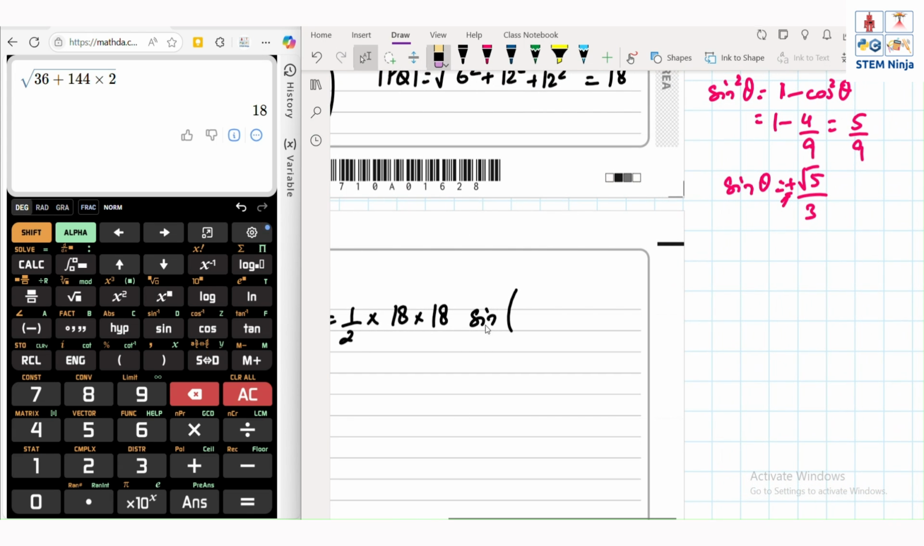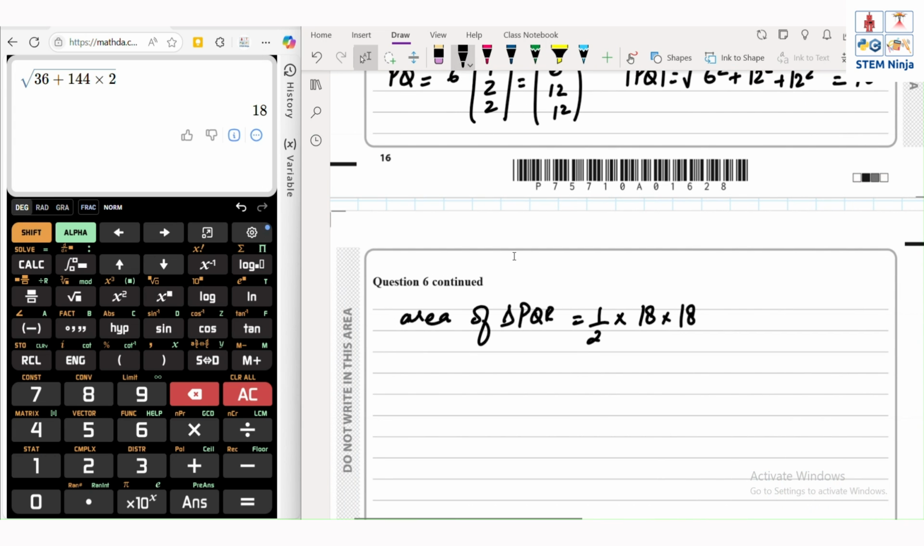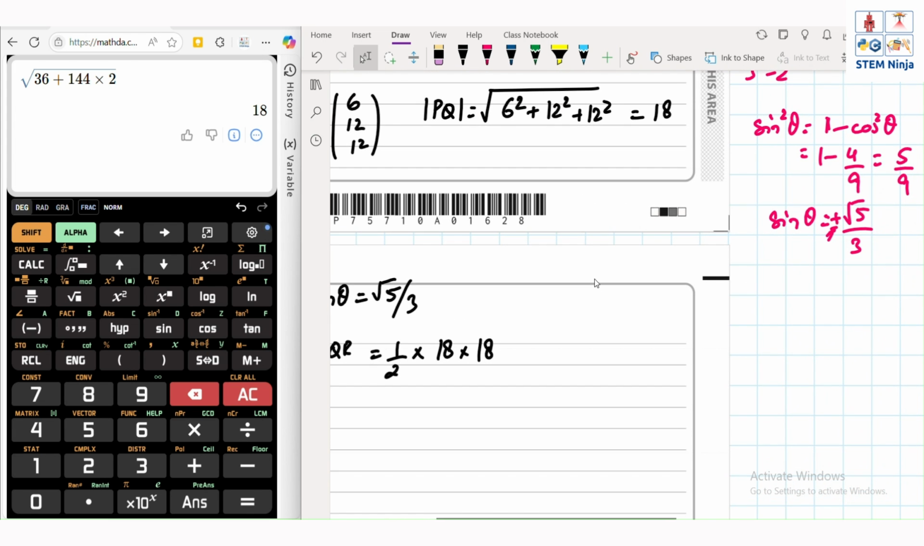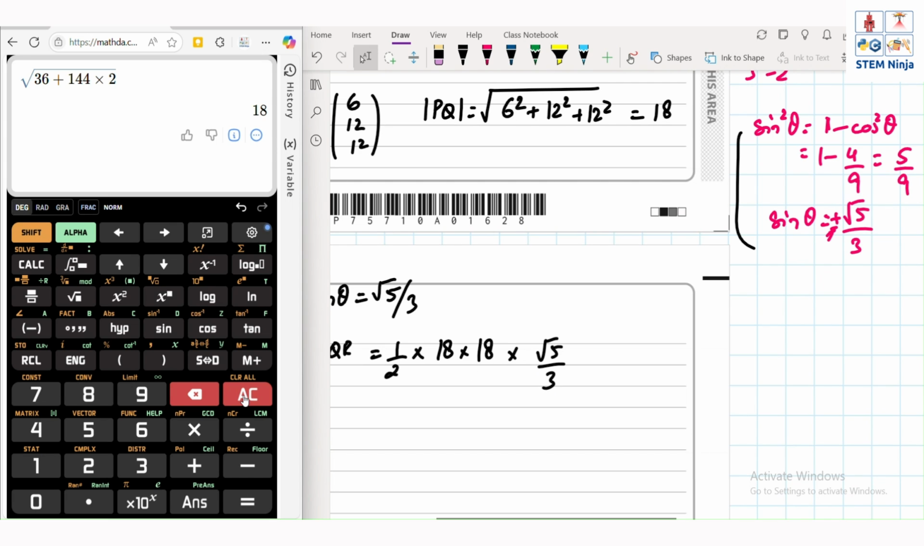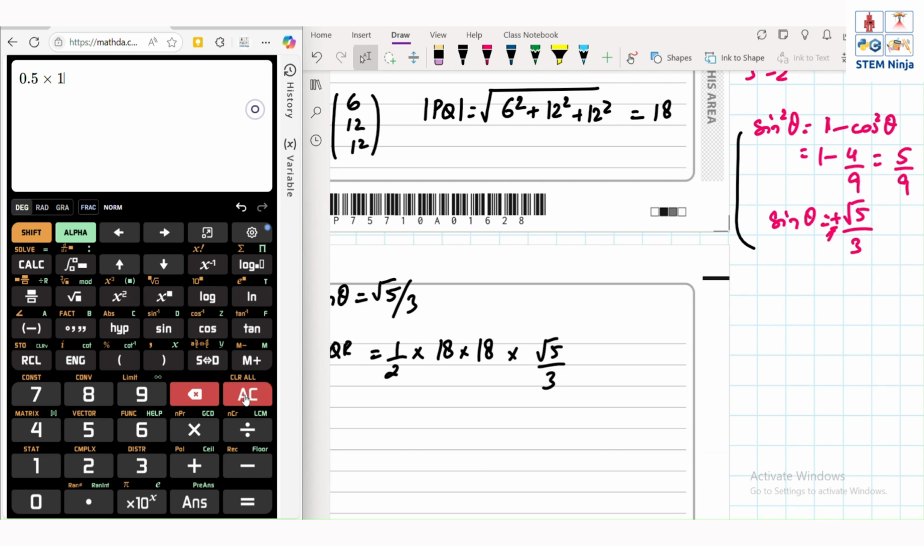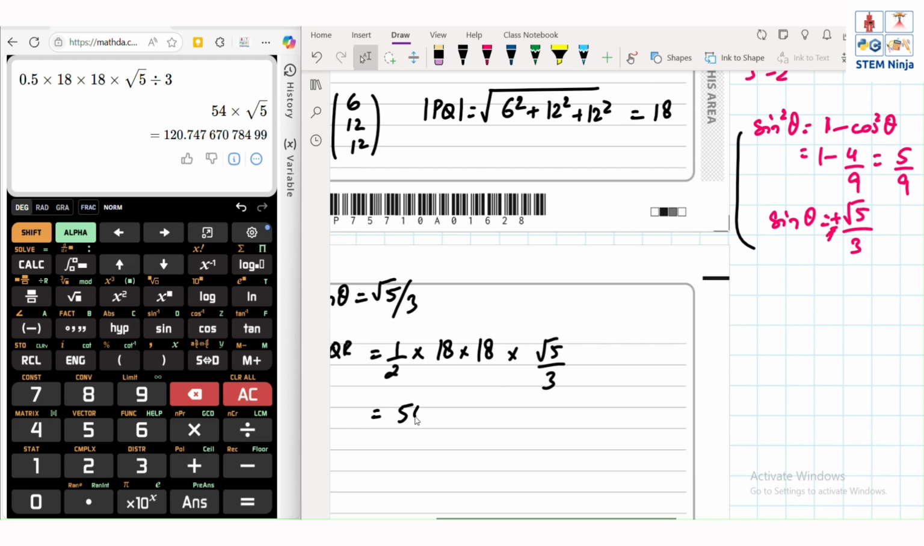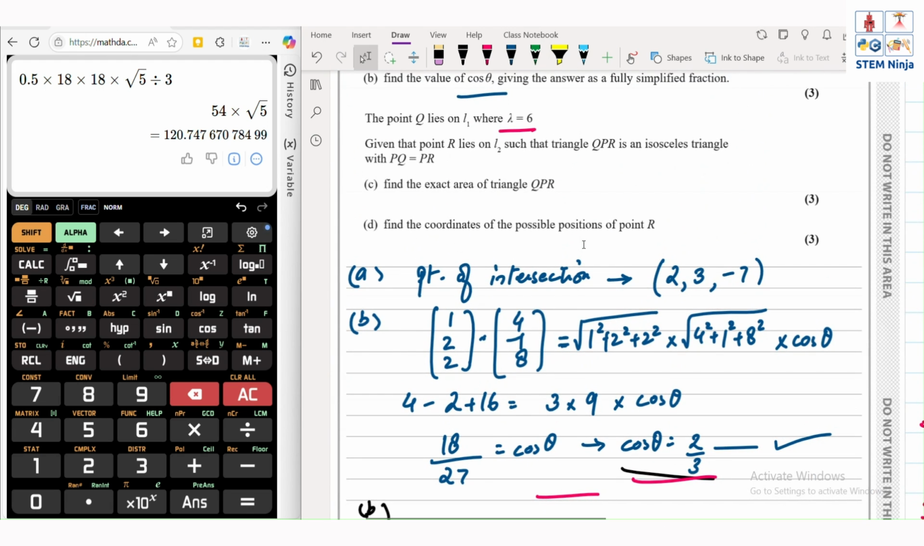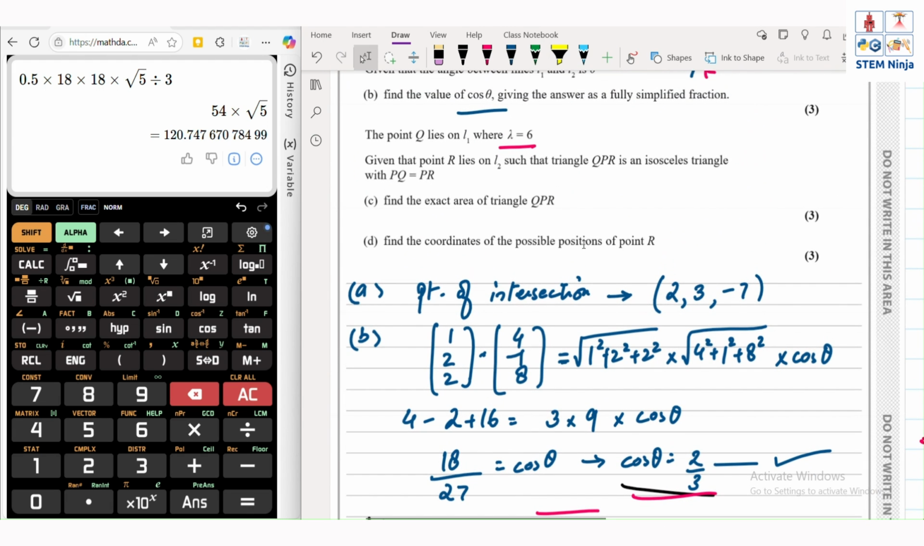So sine theta is equal to root 5 over 3. You will actually have to write the entire method, at least a snippet, to justify. So 0.5 times 18 times 18 times root 5 divided by 3, we get 54 root 5. They needed the exact area, so that's the exact area.